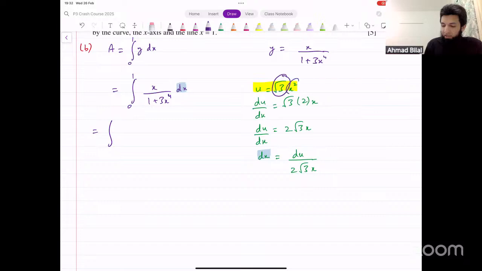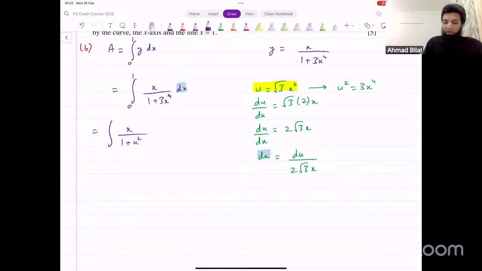Square root of 3x squared, that is what we need to replace with u here. Now, what do we have here? We have 3x raised to power 4. If you think about it, if I square this thing, this becomes u squared equal to 3x raised to power 4. So that tells me that I can replace 3x raised to power 4 with u squared. Let's do that. So in the denominator, I have 1 plus u squared.